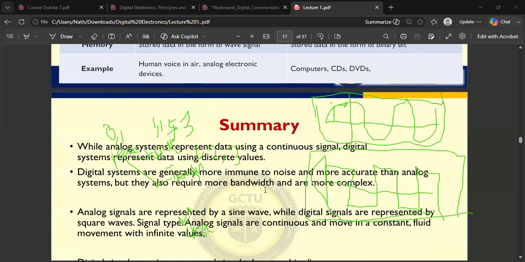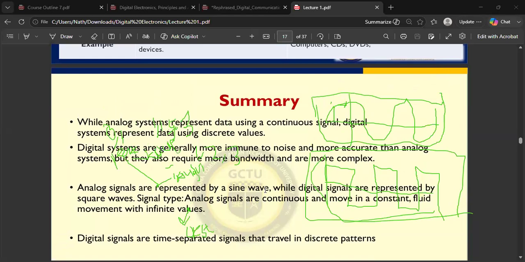Any question on that part? Any question for me? Any question? Yes, sir. Okay.